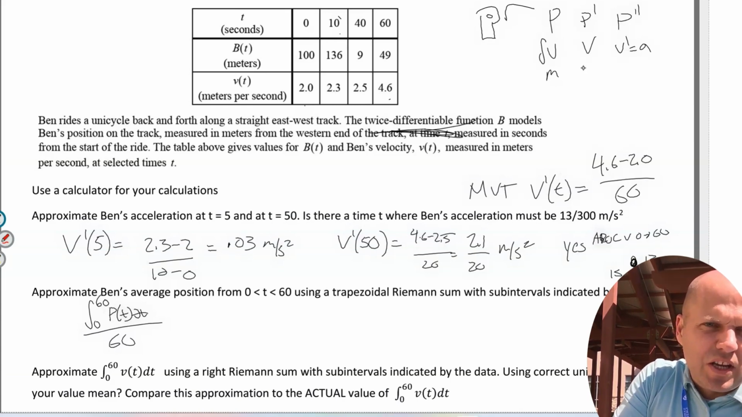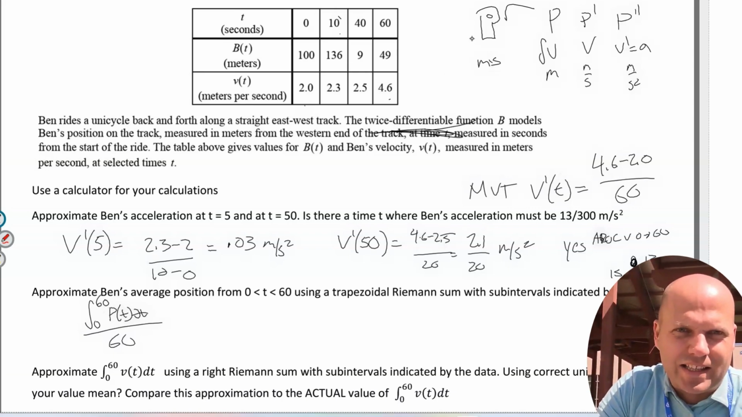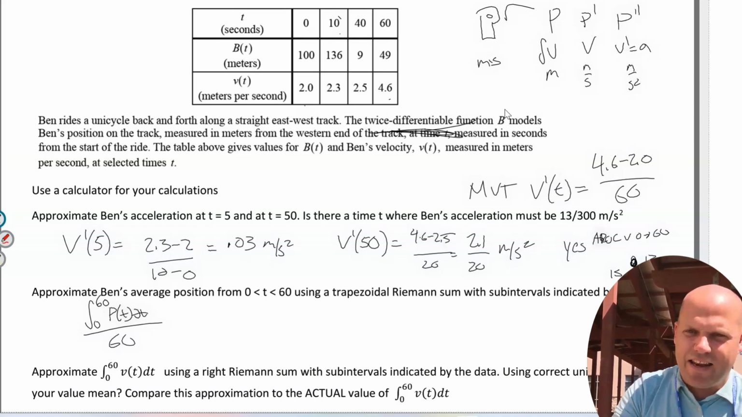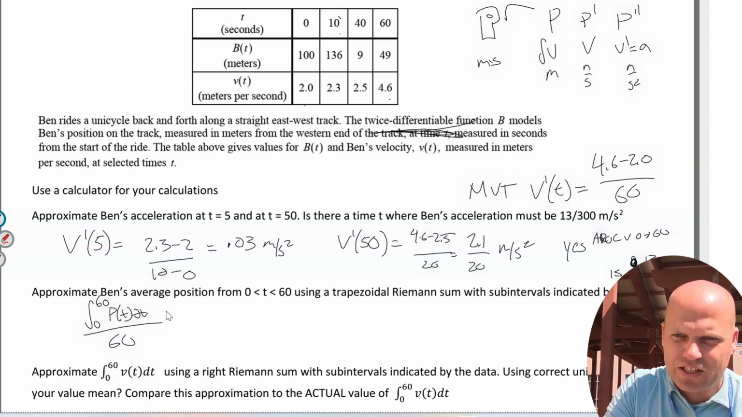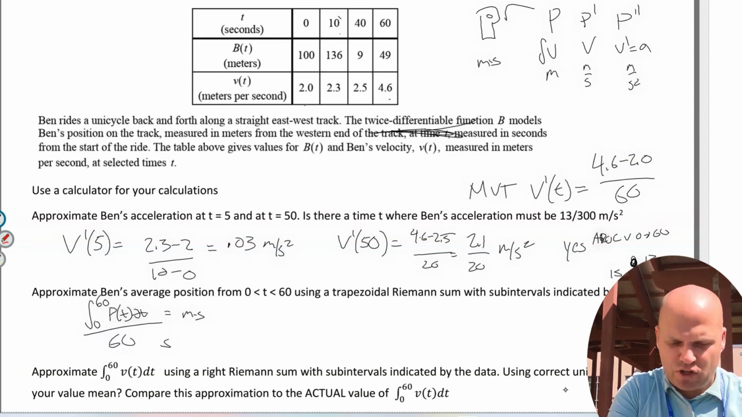If this is in meters, this is meters per second, and this is meters per second squared. This will be in meter seconds, just multiply by seconds. But when I take our meter seconds and divide it by seconds, I'll get meters, which is why I get an average position. So this is equal to our meter seconds, but I'm going to divide it by seconds and get meters. I get an average position.